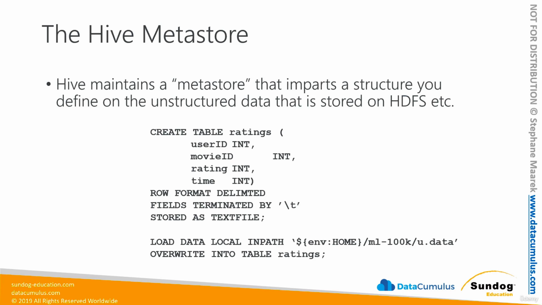So somewhere it needs to store the information that imposes structure on that data and says, this is what the different columns in this raw data mean. These are the column names. These are their data types. And that information is stored in the Hive metastore.